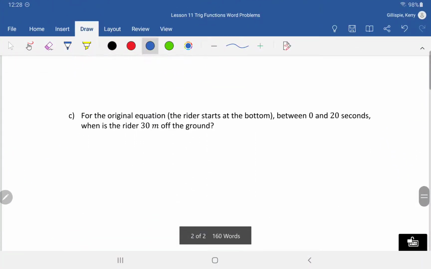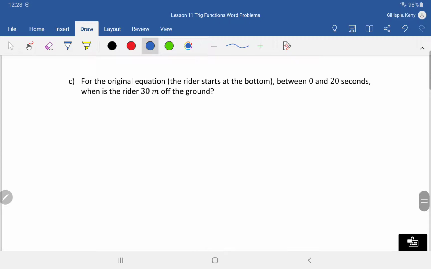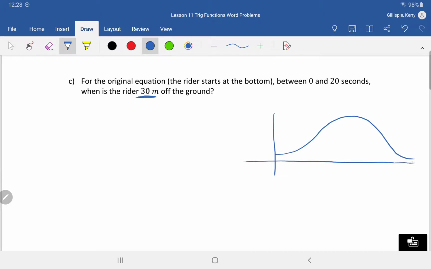Okay, and then the last part of this word problem. Between 0 and 20 seconds, when is the rider exactly 30 meters off the ground? So this middle axis was at 50. This was at 5. We want to know when the rider was exactly 30 meters off the ground, which would be about here. So our goal is to find these two answers.